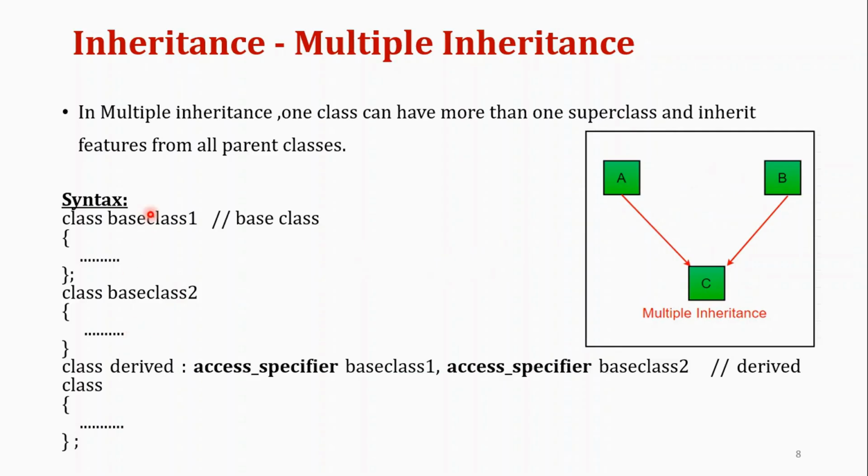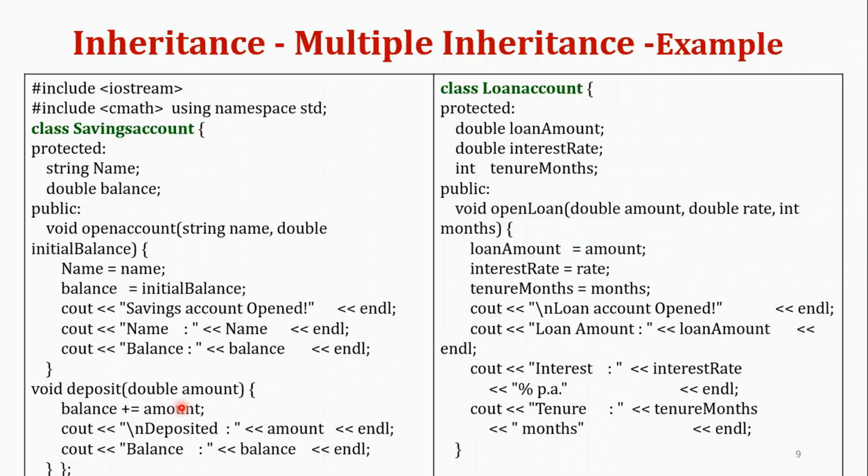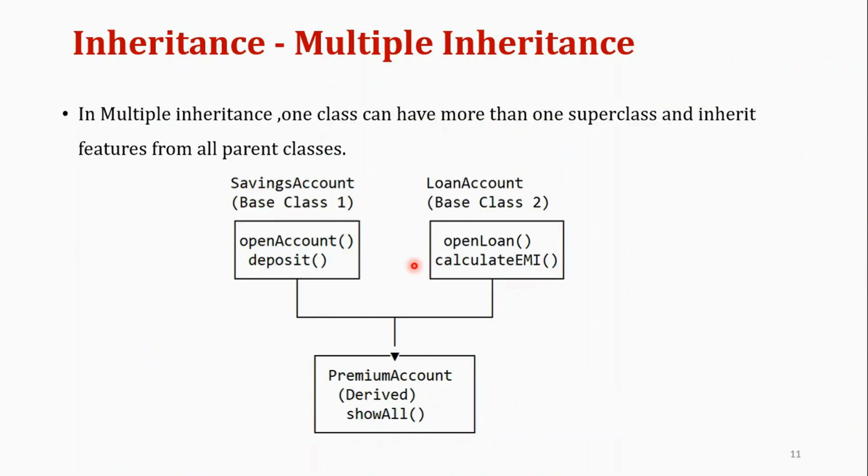Okay. So base class 1, base class 2, base class 3 or 4, however many bases you want, you can have. In a derived class: access mode, base class 1, comma, access mode, base class 2, and so on and so forth. So this is the way to inherit in multiple inheritance. So you can have this diagram.